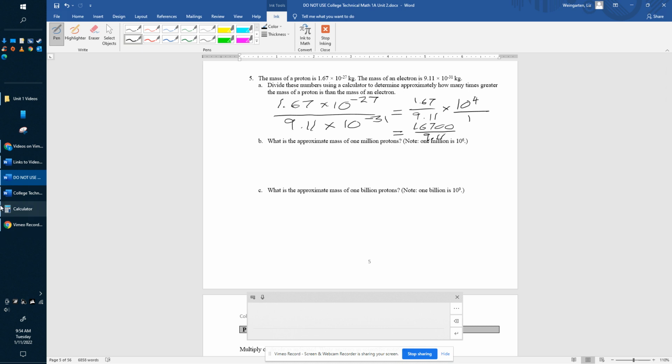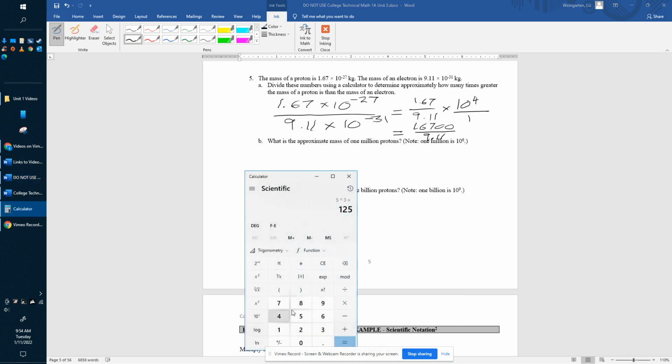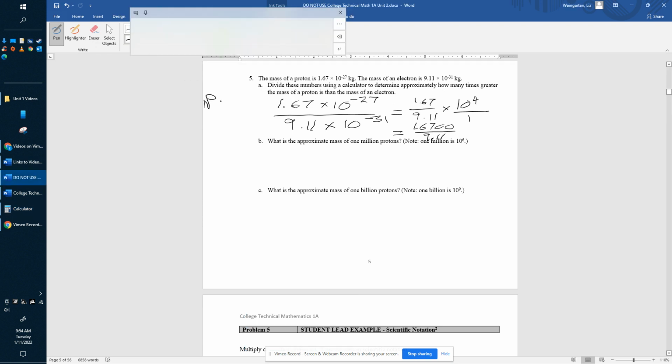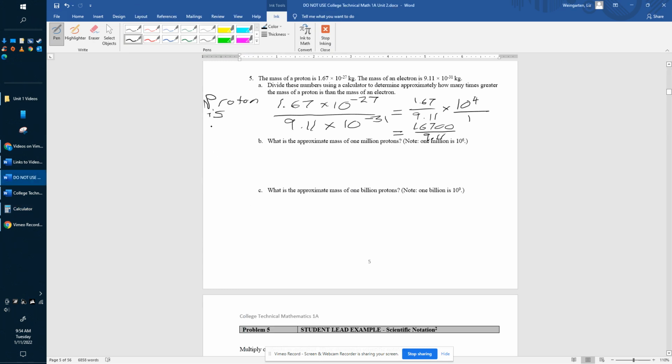So let's put that in our calculator. So this is telling us that a proton is 1,833 times bigger than an electron.